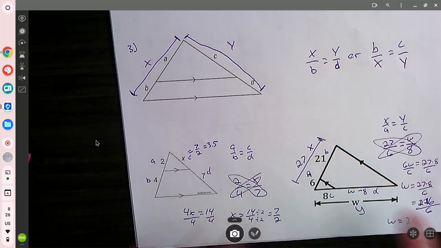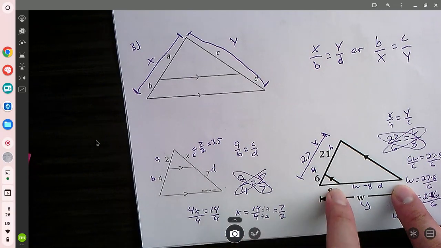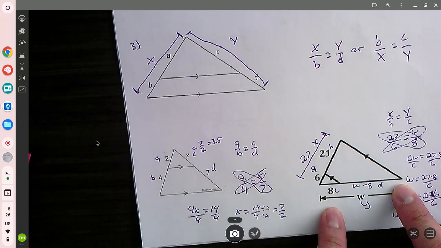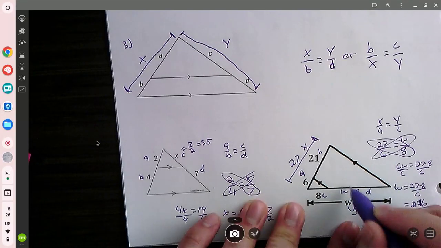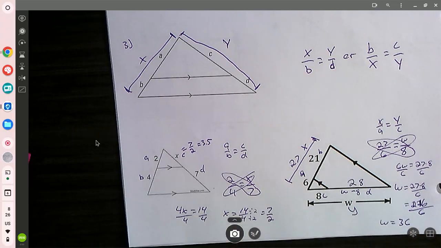So what does that mean my side D is equal to if I wanted to find that? 36 minus 8, which would be 28. Yeah. So this means that this side is equal to 28. That looks like it makes sense.